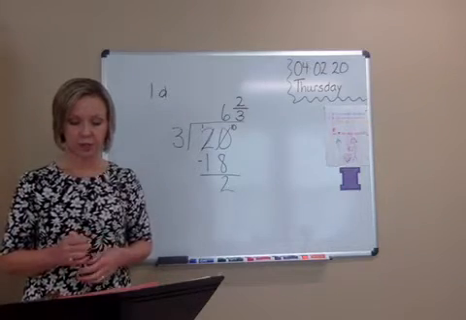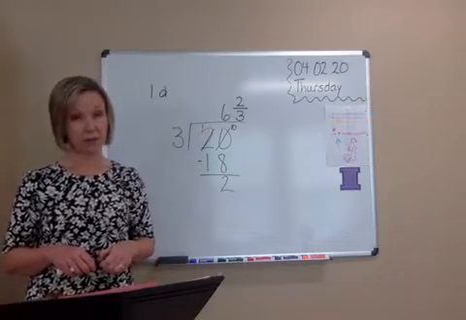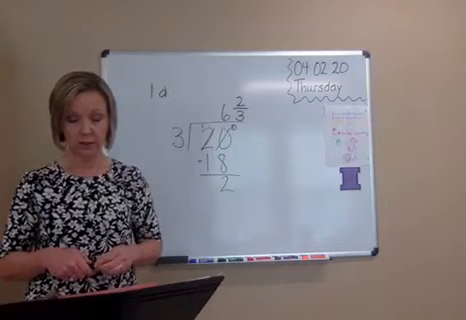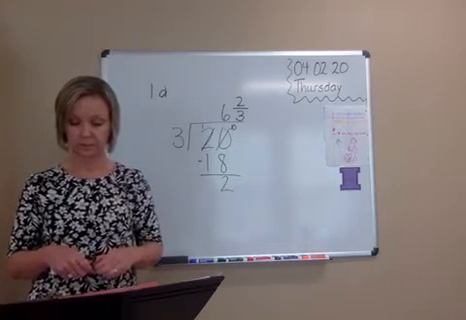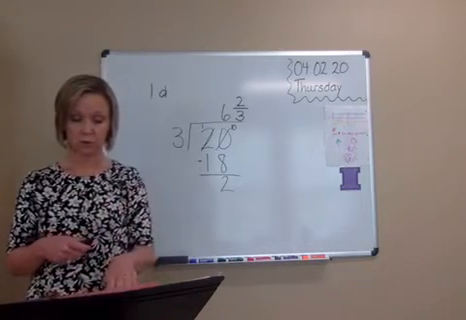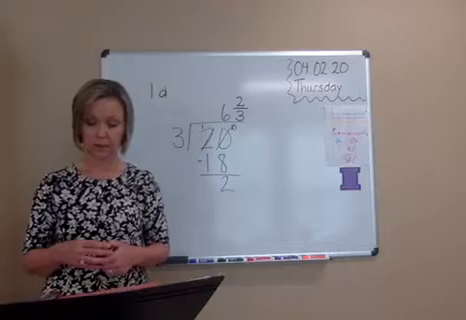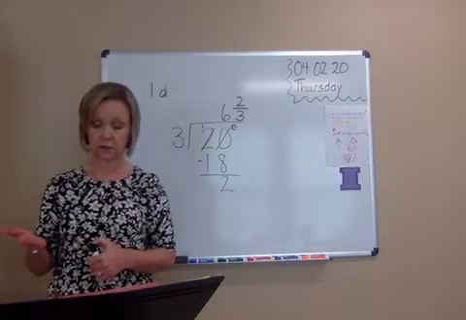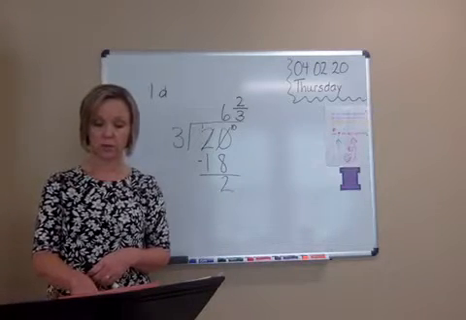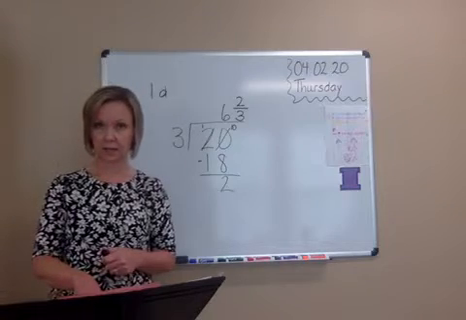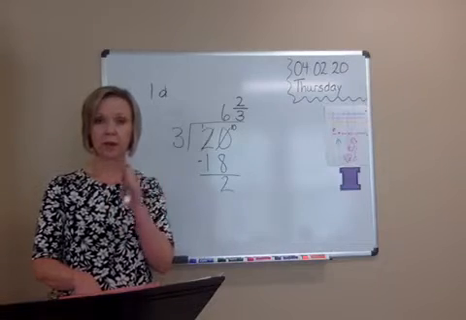2B, Diego checked out a library book that had 150 pages in it. By Thursday, he had to read 1/3 of the book. How many pages were left to read? Okay, so for 2B, you're going to need to divide, is going to be your first step. Okay, and you're going to divide, how many pages is the book? 150, divided by what? What portion does he have to read? 1/3. So we're going to take 150 divided by 3.